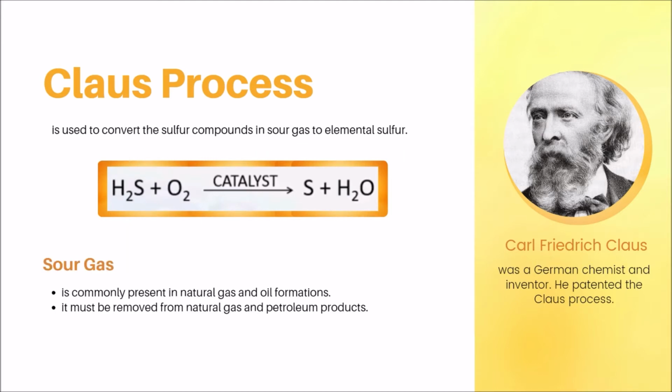Sour gas is commonly present in natural gas and oil formations. It is extremely dangerous as it is heavier than air and impairs our ability to smell and detect it with increasing concentration. With respect to safety and product specifications, it must be removed from natural gas and petroleum products.